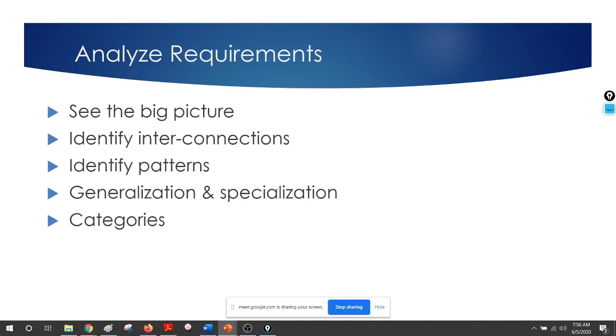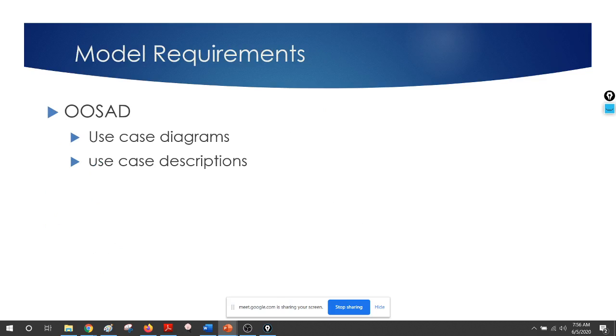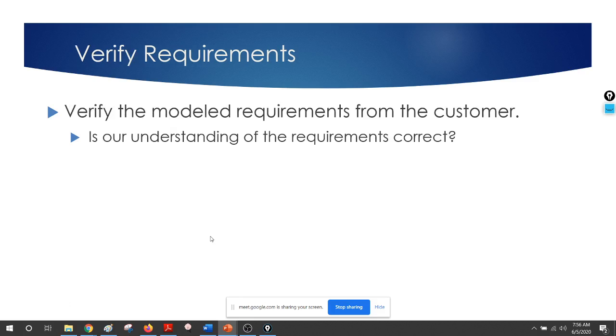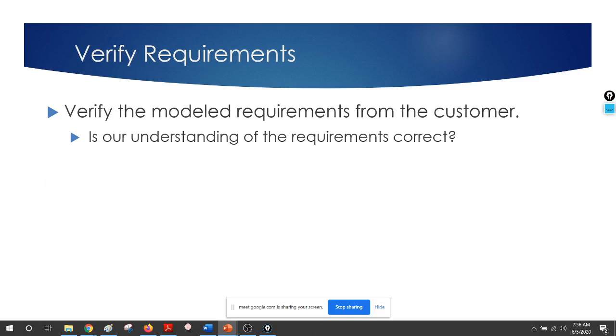Right, so in documentation, in the new approach, we use just the user stories. The words used are very simple. User stories are informal documentation, right? Then of course you have to verify your requirements. If it is the traditional approach, you have to give that document and verify. But in the agile approach, we are always in a dialogue with the customer. You can always casually verify your requirements with the customer.